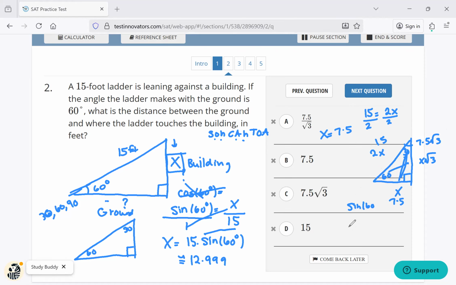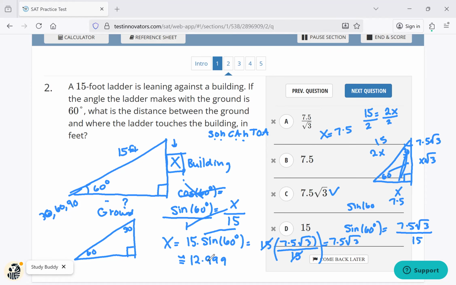The opposite is 7.5 radical 3, and the hypotenuse is 15. So really, without a calculator, it's 15 times sine of 60, so it's 15 times 7.5 radical 3 over 15. And then the 15 cancels. So you're left with 7.5 radical 3, which is this answer.